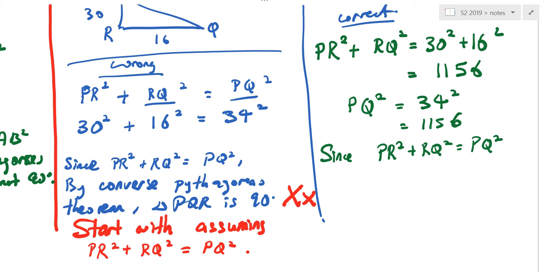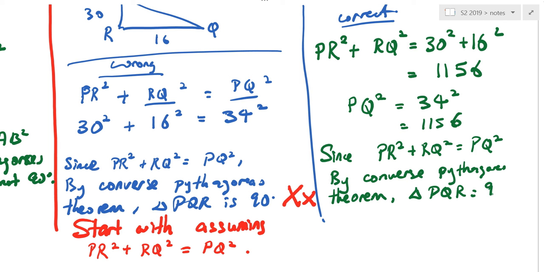PR square plus RQ square equals to PQ square, right? By converse Pythagoras theorem. Please spell out, no short form for this. Triangle PQR is 90 degree triangle. Yes, triangle sign is allowed. So draw a triangle. But only triangle, no square, no rectangle, no circle.